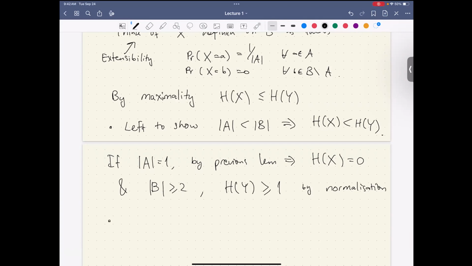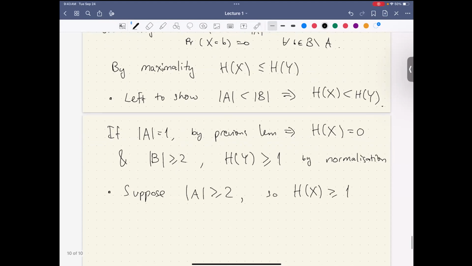We may then suppose A is of size at least 2. So X is uniformly distributed over a set of size at least 2. Its entropy is at least as large as that of a random variable distributed uniformly over a set of size 2, which has entropy 1 by normalization. So the entropy of X is at least 1 by normalization.